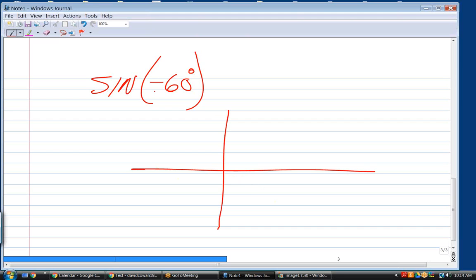First of all, what quadrant is that in? It's in the fourth quadrant. Negative goes this way. Right, okay, so the reference angle is still 60 degrees, but let's talk about what you just said. Let's add 360 to it to get a coterminal angle.